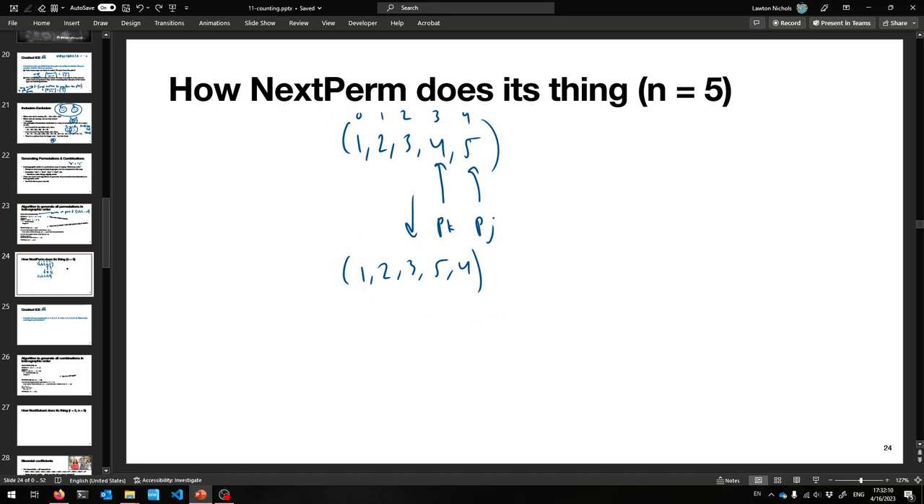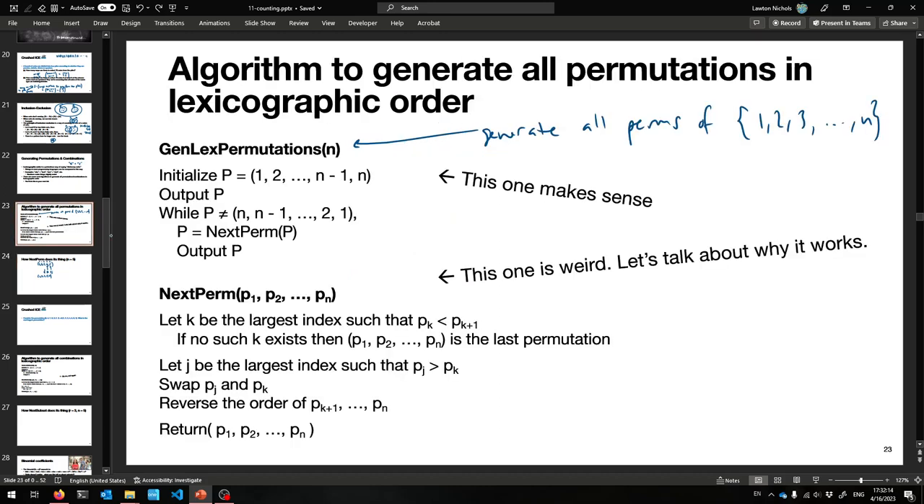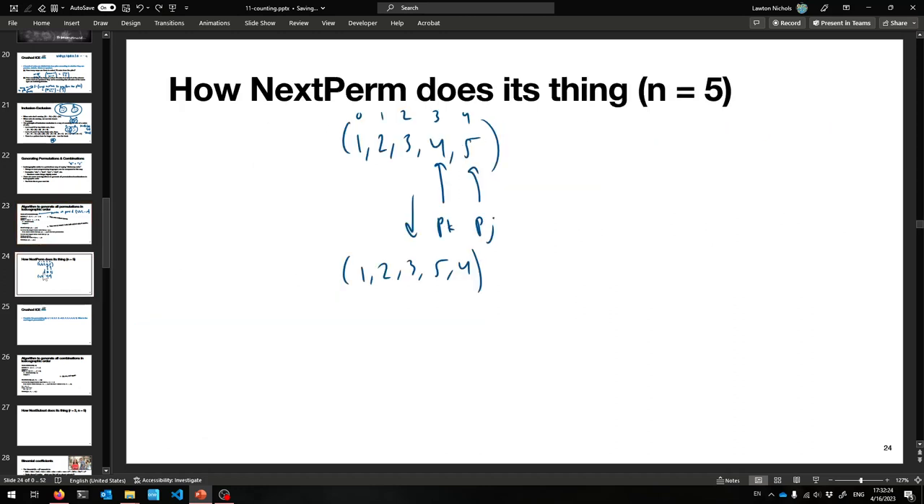And then let's do it all over again. Now we have 1, 2, 3, 5, 4. Let's play this game all over again. So let's say that we output that. We come back in the loop when we call next perm on our new permutation, 1, 2, 3, 5, 4. So again, we find the largest index such that the thing after it is bigger. So it looks like it's the 3 and the 5 now, because 5 and 4, 4 is smaller than 5.